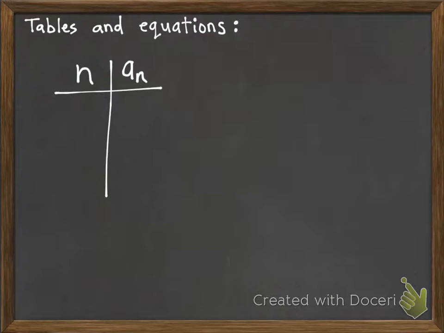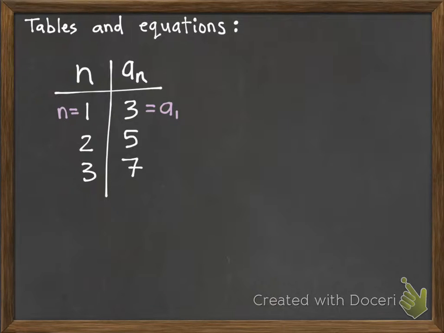Sequences can also be shown or listed in tables. So if we say 1, 2, or 3 for the number or term, then a sub n would give what the actual value is. So the first term is 3, the second term is 5, the third term is 7, and so on. So the n represents which number, and the a sub n would represent which term.